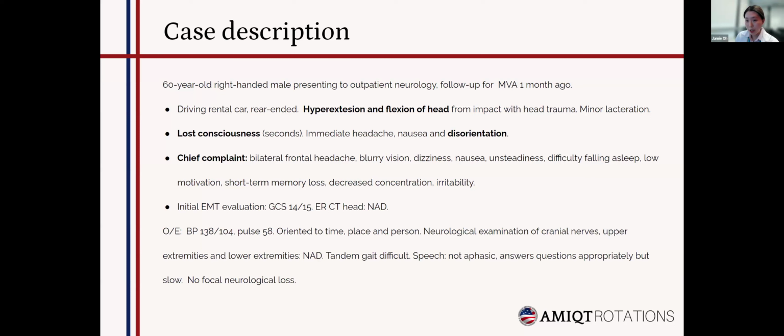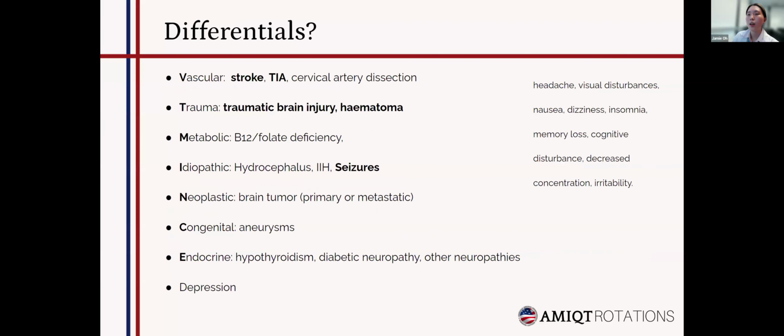We examined the patient. His blood pressure was slightly on the high side. His pulse was on the low side. He was oriented, but a neurological examination revealed no significant abnormalities aside from difficulties with tandem gait. His speech was normal. We saw that he answered questions appropriately, but the patient noted that he was slower than his usual self. And overall, our impression was no focal neurological loss on examination.